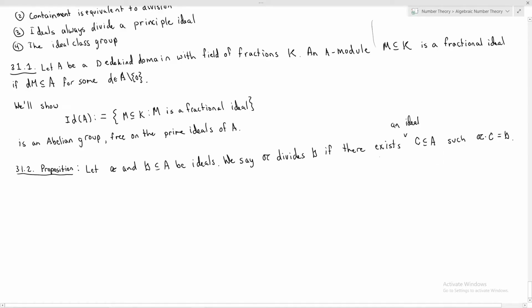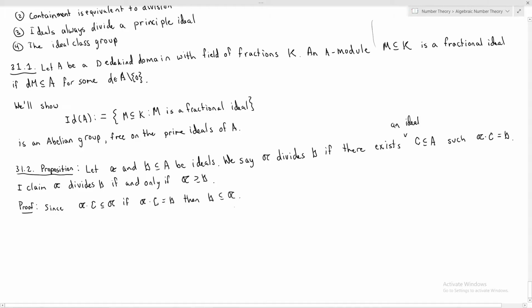With this definition of divides in mind, I claim A divides B if and only if we have containment of ideals, if and only if A contains B. One direction is not too bad. Every element of this product of two ideals is going to be contained in A, so if A times C equals B, then B has to be contained in A. Proof: since A times C is contained in A, if A times C equals B, then B is also contained in A.